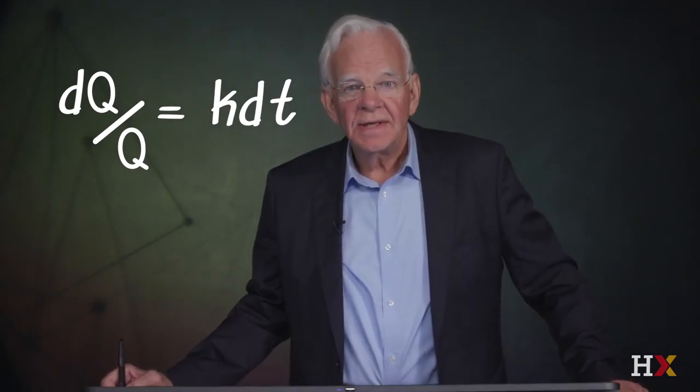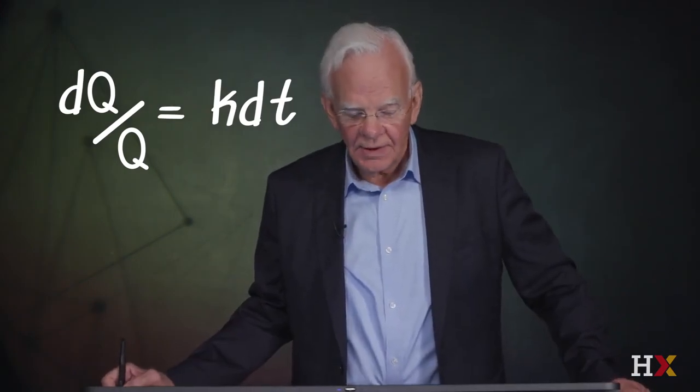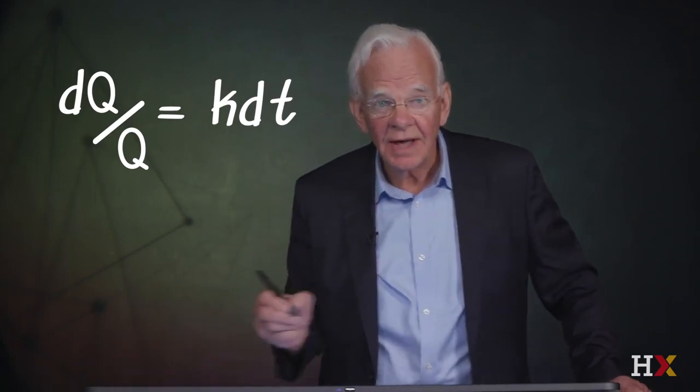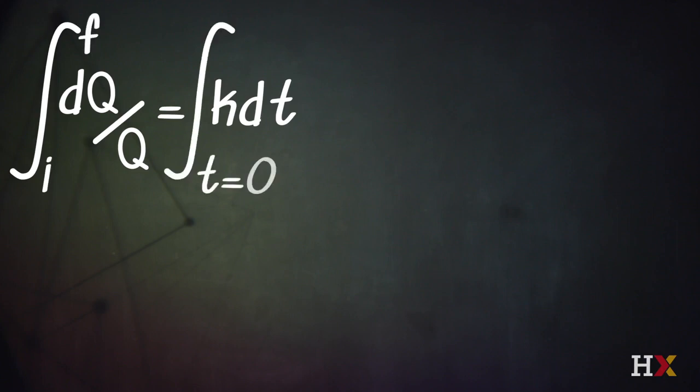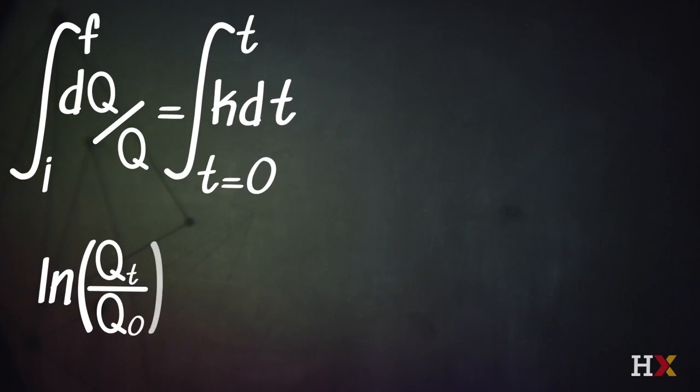So the question then is, what do we do with this? The important thing is that we can integrate both sides of this, from the initial conditions to the final condition, which is comparable to integrating from the initial time t equals 0 to some time t in the future. But now let's look at the left-hand side of this. When we integrate dQ over Q, that's equal to the logarithm of the ratio of Q at some time t divided by the initial value of Q.